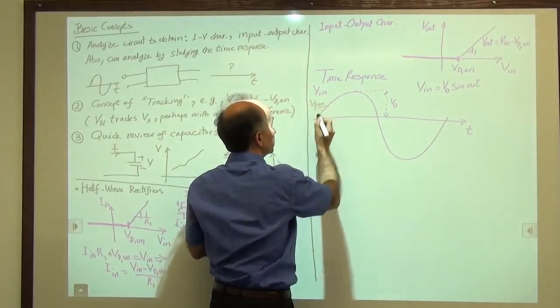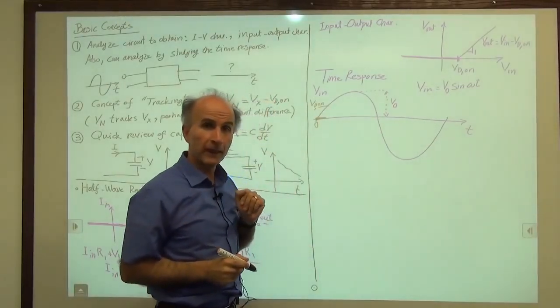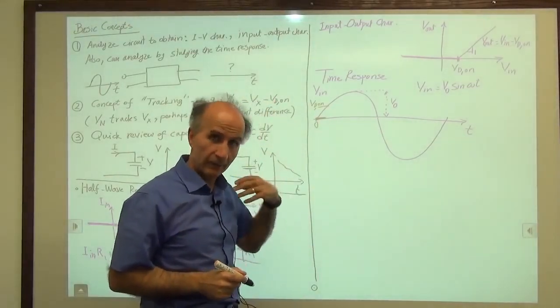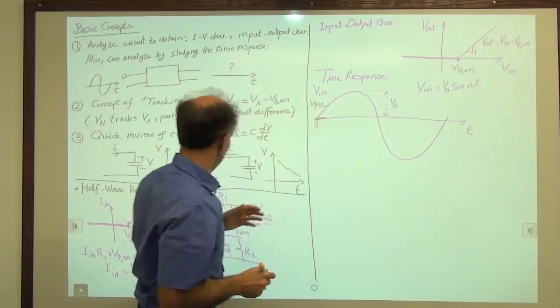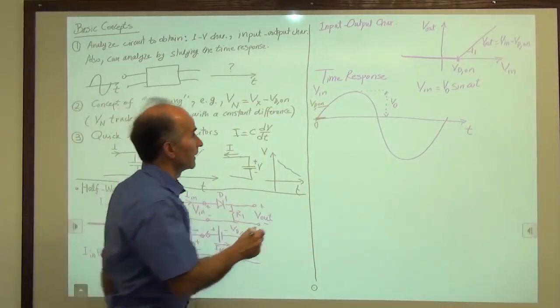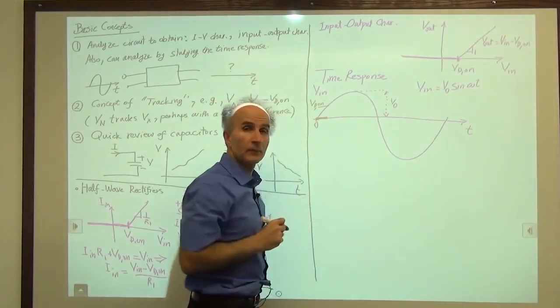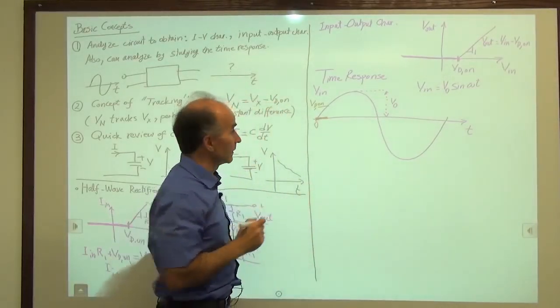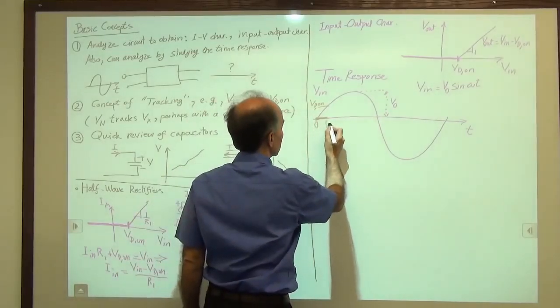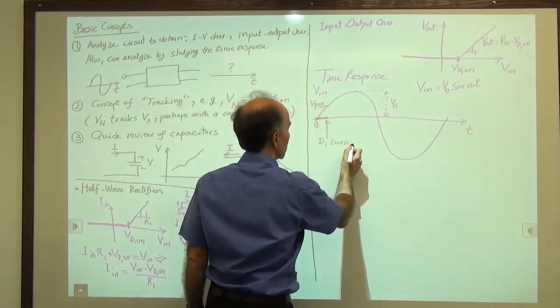When Vin has reached VD on at some point, it's strong enough, positive enough to turn on the diode, to turn on the diode and let the input voltage go to the output. So at this point, the diode turns on. When the diode turns on, so right here, D1 turns on.